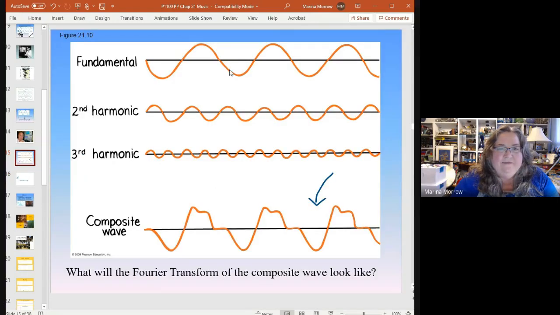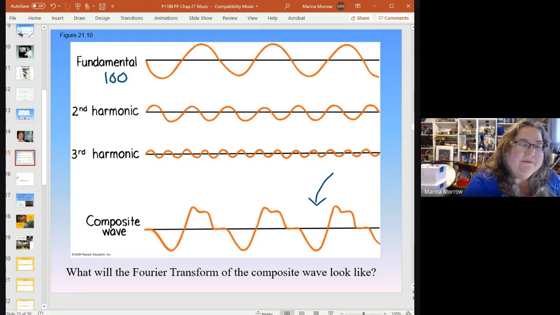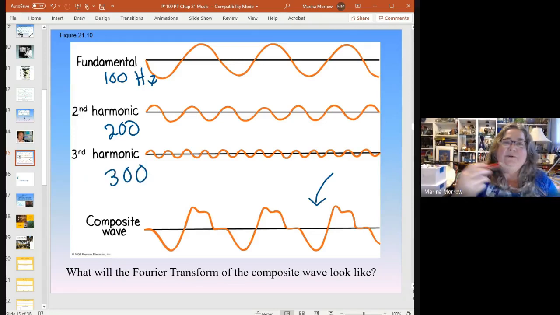Now let's say that this fundamental frequency is 100 hertz. Then we know that the second harmonic is going to be twice that, 200 hertz. And the third harmonic is going to be 300 hertz. So we've identified the three frequencies. Next, let's get the amplitude. So you could actually measure this. Okay, so let's say that this amplitude is a 6.